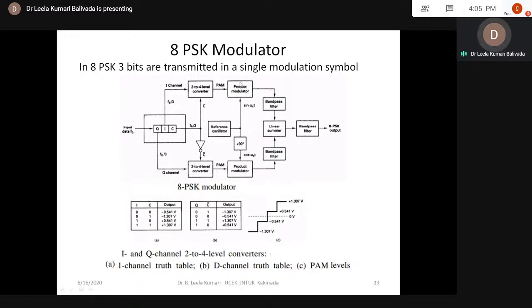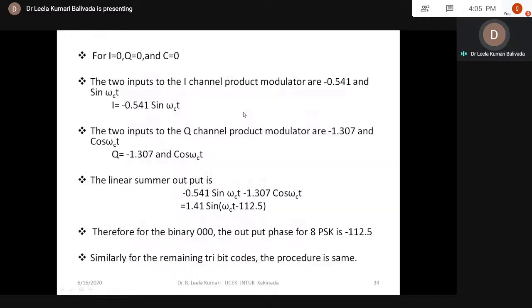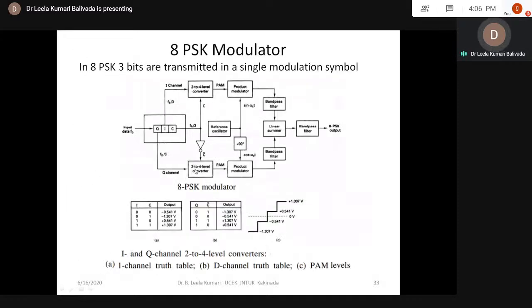This becomes one of the inputs to the product modulator, and another input to this product modulator is the carrier sin omega ct. Therefore, for the I product modulator, the two inputs are -0.541 and sin omega ct. The output of the I product modulator is given by -0.541 sin omega ct. Similarly, for the Q channel, this is 0, this is 1 since C complement. So 0 is represented by -1 volt multiplied by 1.307 since C bar is 1. So 1 is represented by a magnitude of 1.307. Therefore, at the output of the 2 to 4 level converter, it is -1.307.